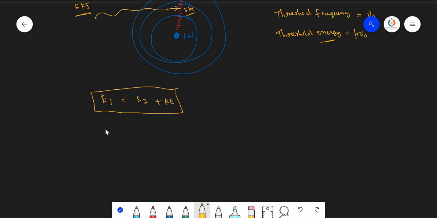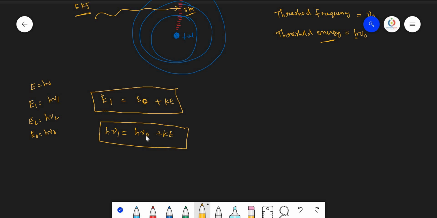We know that E equals h nu. So E1 equals h nu 1 and E2 equals h nu 2. But in most textbooks they take the subscript as naught, 0, instead of 2. So E naught equals h nu naught. This can be written as h nu 1 equals h nu naught plus kinetic energy. This is the energy absorbed, this is the energy consumed, and this is the kinetic energy of the ejected electron.